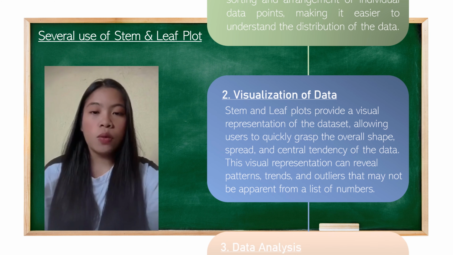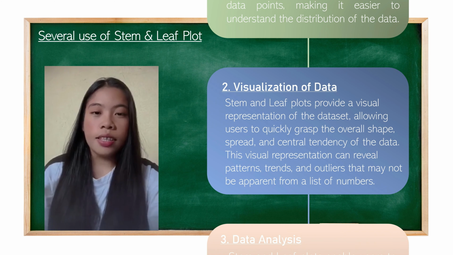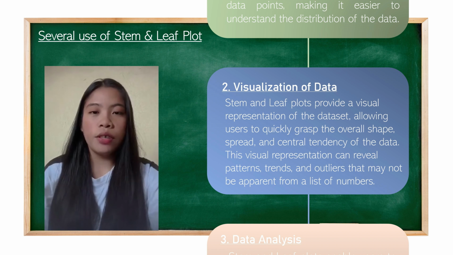Number 2. Visualization of data. Stem and leaf plots provide a visual representation of a dataset, allowing users to quickly grasp the overall shape, spread, and central tendency of the data. This visual representation can reveal patterns, trends, and outliers that may not be apparent from a list of numbers.